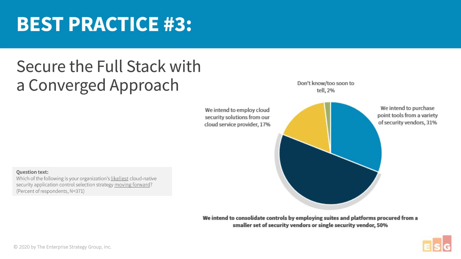Okay, third one, I'll make sure we leave time for Q&A, so I'll go through this one fairly quickly. Earlier I was talking about the shift from siloed to unified, and so we wanted to ask the respondents in the study if directionally they're planning to consolidate. And we said, which of the following is your organization's likeliest cloud security application control selection strategy moving forward? So moving forward directionally, where you're going. And we got half the respondents saying, yeah, we intend to consolidate our controls from point tools to suites that ride on platforms, and we're going to procure from a smaller number of vendors.